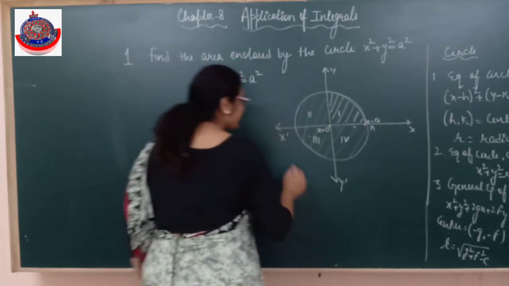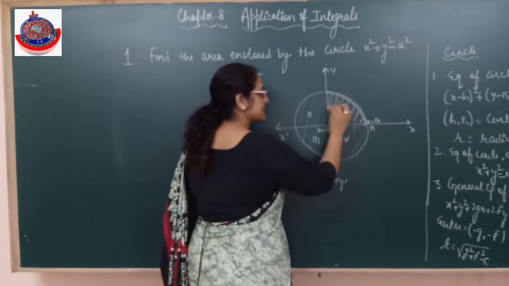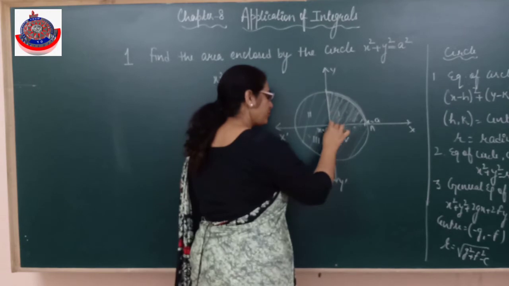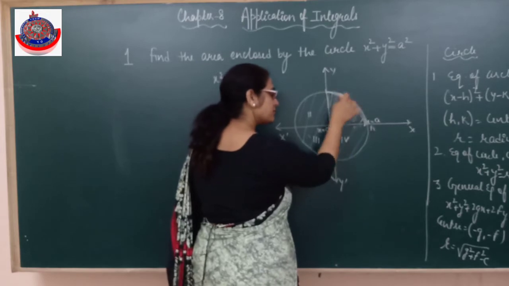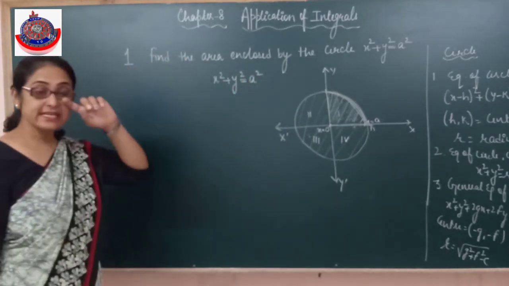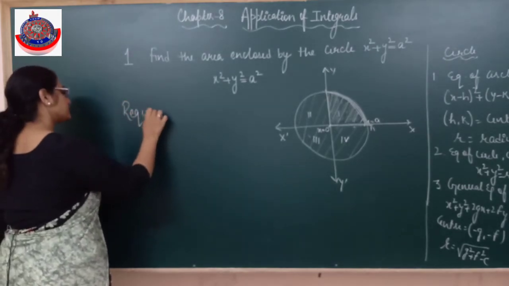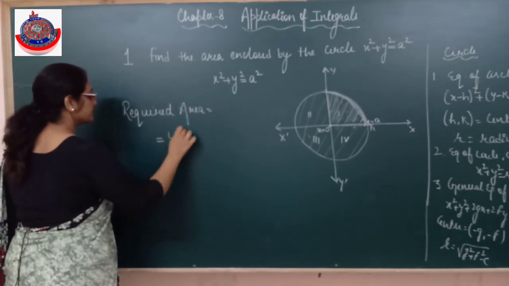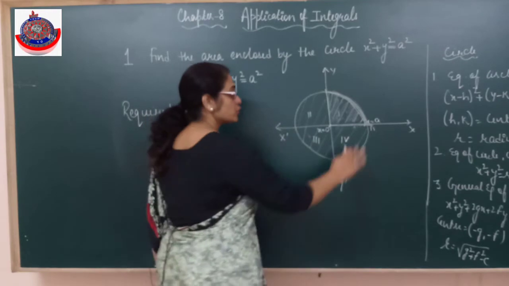This is the curve. Now I am going to find out this area. Don't think about any other area, only this area, bounded from x equal to 0 to x equal to a by this curve and the x-axis. So the required area will be four times the definite integration, from where to where? 0 to a.